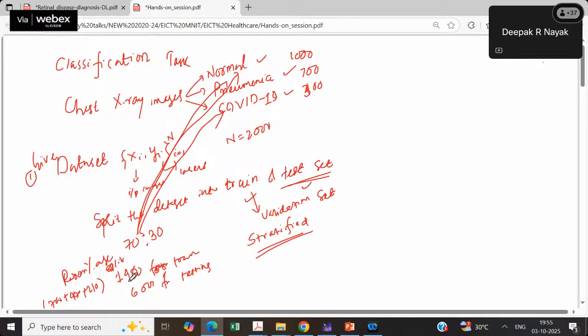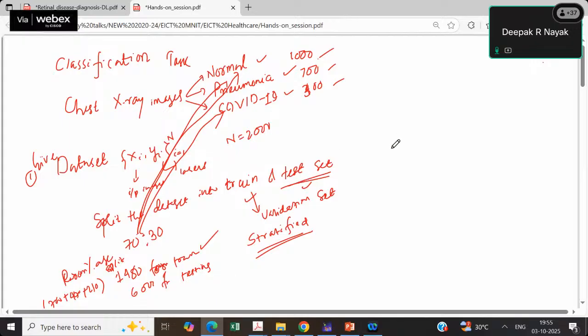So now we are having 1,400 samples for training. The rest of the 600 samples, that means 300 from here, 110 from here, 90 from here, right? So all 600 samples, 200 from here, I think, 210 from here, and 90 from here will go for the testing set. Now there is something called a validation set.